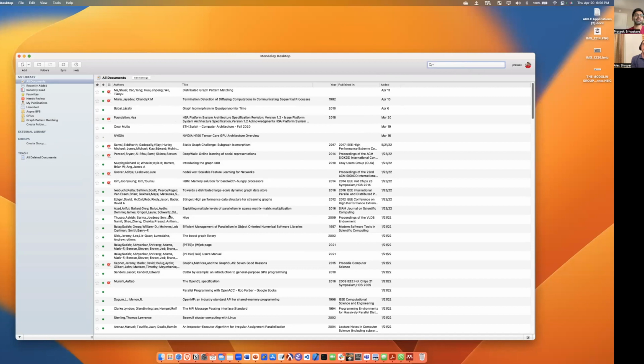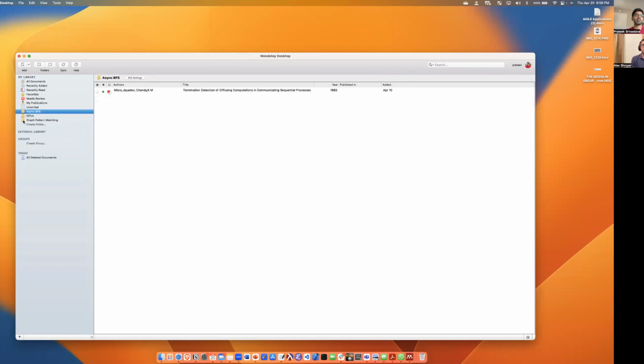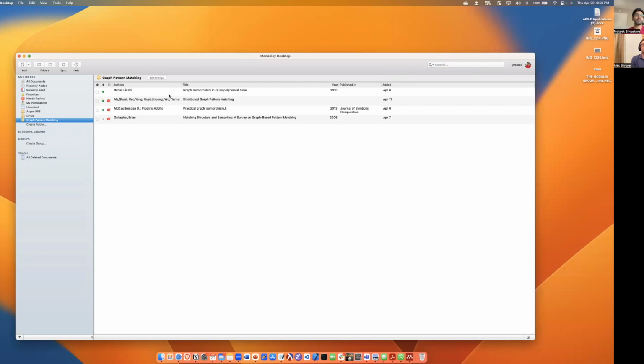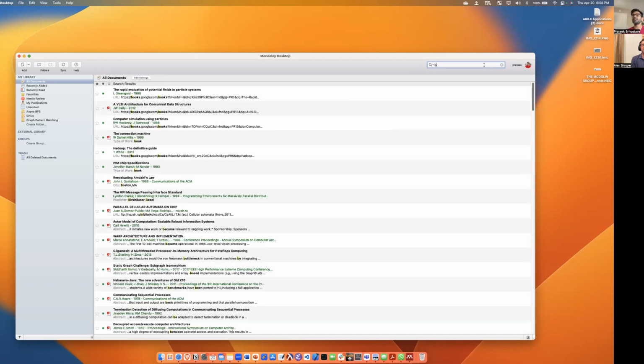Right. So this is basically my library containing all the documents, and then I have some papers on GPUs. I'm working on asynchronous BFS right now. I have something on graph pattern matching. So I can search anything here. Let's say we search for bulk synchronous parallel.